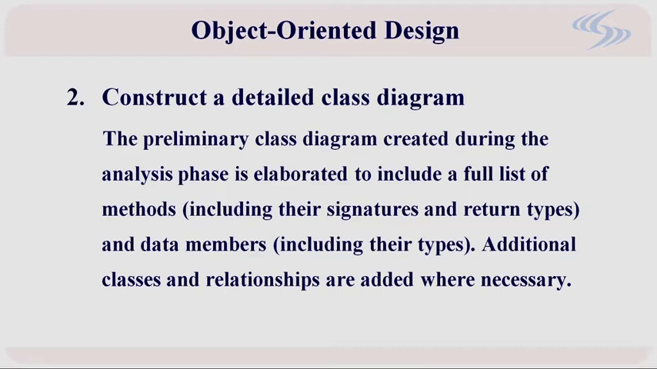The preliminary class diagram created during the analysis phase is elaborated to include a full list of methods, including their signatures and return types, and data members, including their types. Additional classes and relationships are included where necessary. So this is step 2.